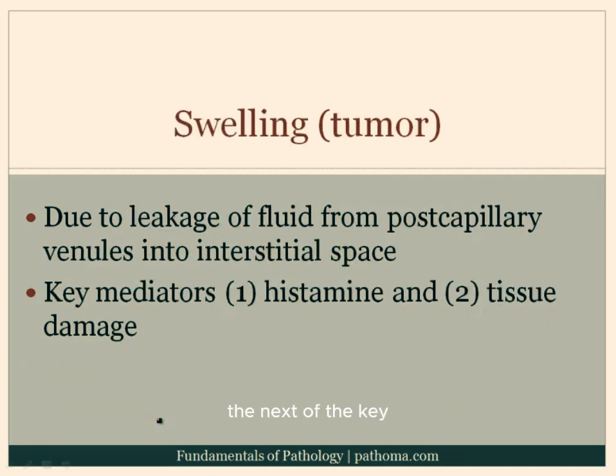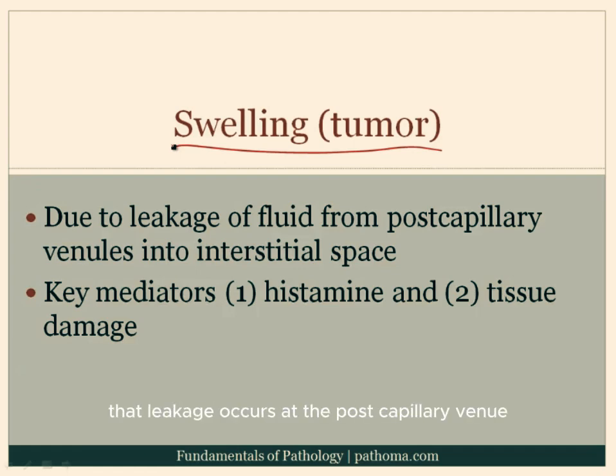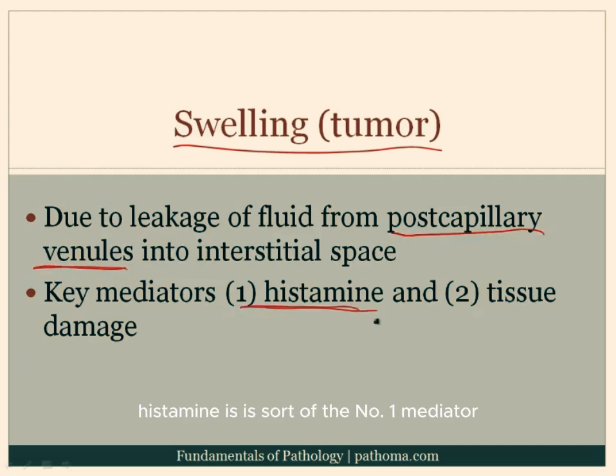The next of the key features that we see in acute inflammation clinically is swelling, also called tumor. And swelling, how is that going to occur? It occurs by leakage of fluid from the post-capillary venule into the interstitial space. Again, I've already kind of explained this, but it's important to know that that leakage occurs at the post-capillary venule. And the key mediators are going to be histamine. Histamine is sort of the number one mediator. And another important mediator is going to be tissue damage.